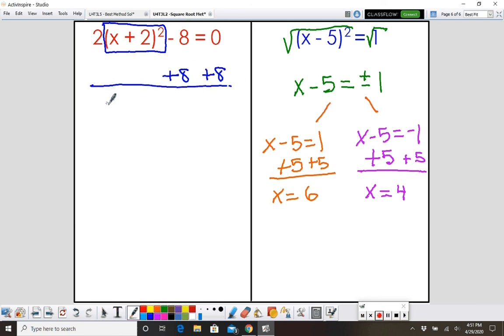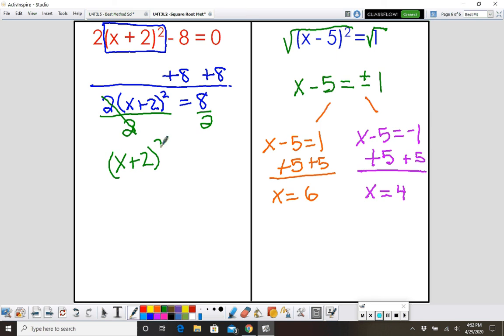So that's going to leave me with 2 times x plus 2 squared equals 8. Okay, now 2 times this, the way I get rid of that is, again, I have to undo this multiplication. I'm going to divide by 2. Now this looks really complicated, but these 2's will cancel out, and this quantity is just going to stay here. So I'm going to have x plus 2 squared. Okay, it still has the squared. We haven't gotten rid of that yet. Equals 4.